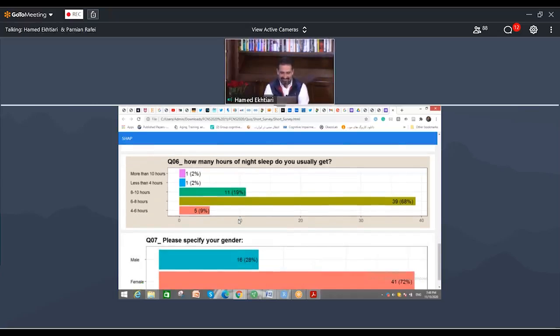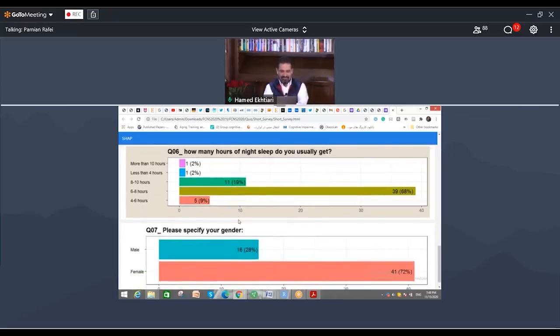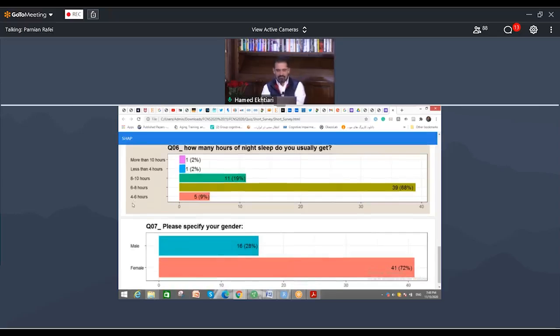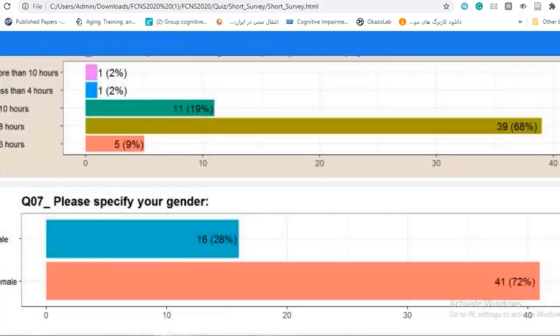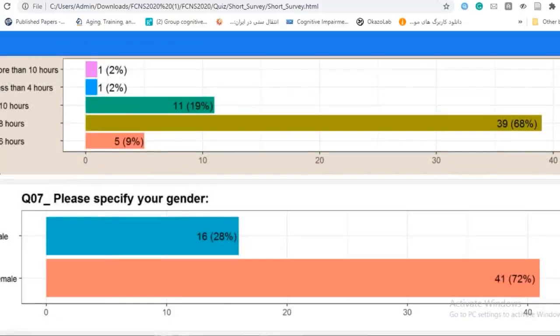And the next question: most of you, 68%, said that they get 6 to 8 hours of sleep, which is quite healthy, excellent. Others, as you can see: one person said they sleep more than 10 hours, one person less than 4 hours, 19% said they get 8 to 10 hours of sleep, and 9% said they get 4 to 6 hours of sleep. Then most of our respondents were female.